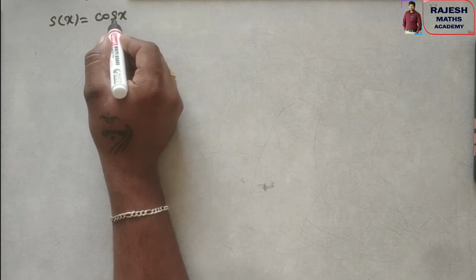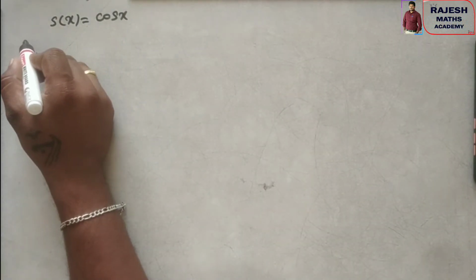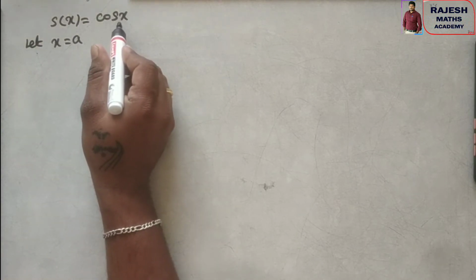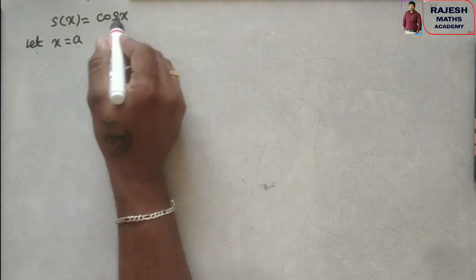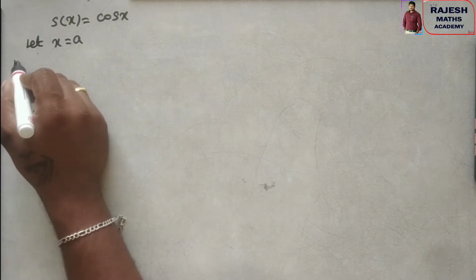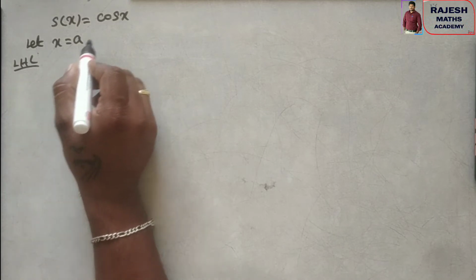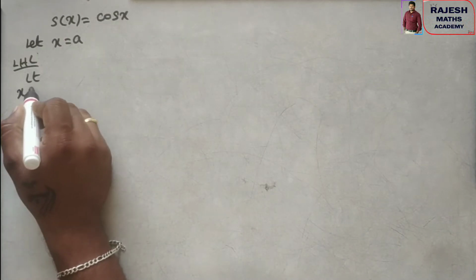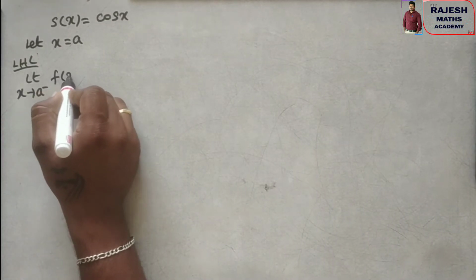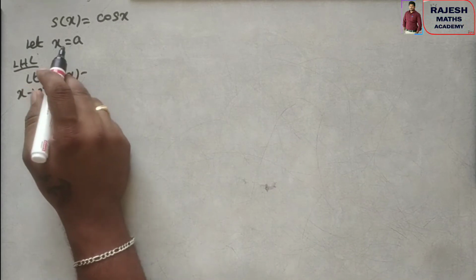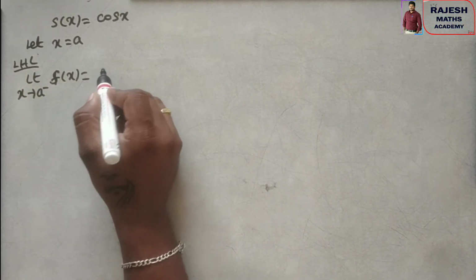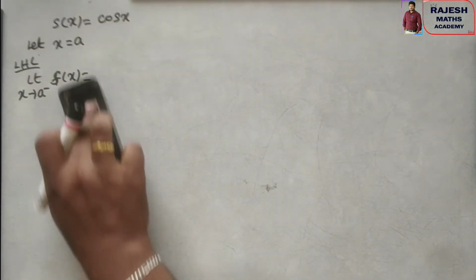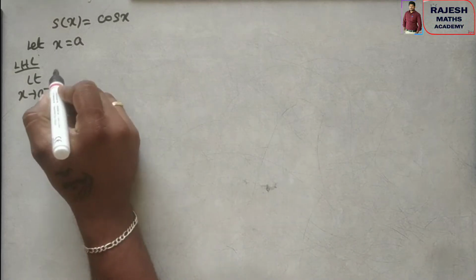So now we are going to prove the continuity of cos x at a general point. So I am taking x equal to a. It is continuous everywhere, I need to prove. So let x equal to a, s of x equal to cos x. Now LHL of cos x at x equal to a. The definition of LHL is limit x tends to a minus of s of x.